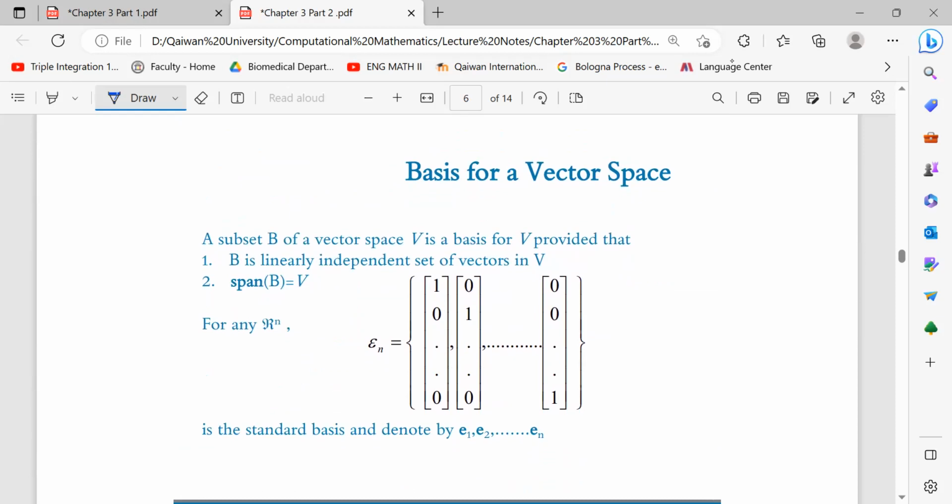We now have the basis of a vector space. We have 2 conditions on a set of vectors to be a basis for a vector space. What are the conditions? First, it must span the vector space. And then the vectors must be linearly independent.